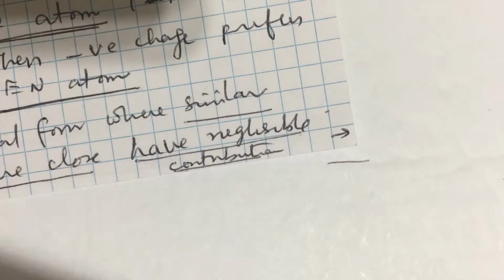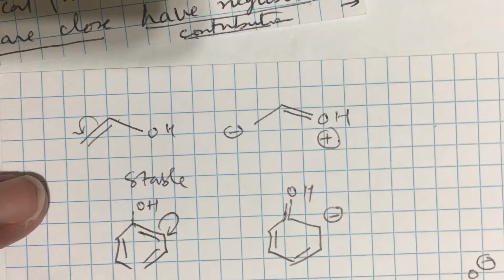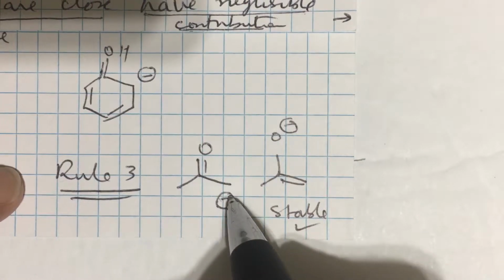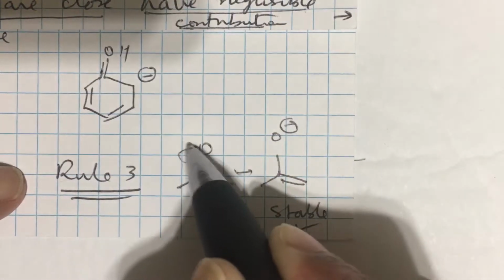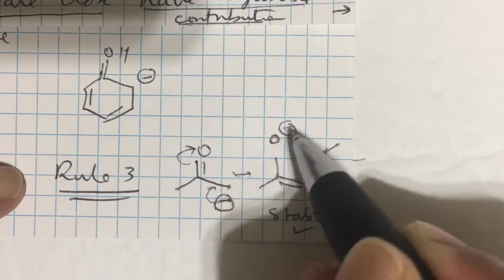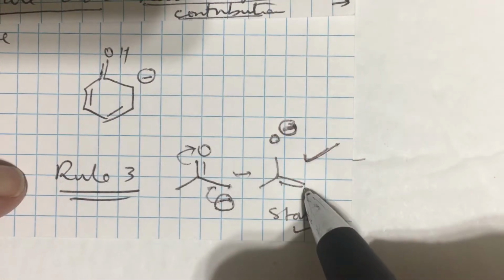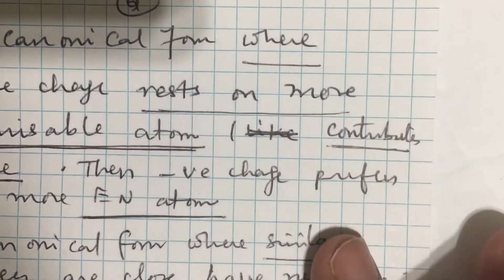Now if you don't have more polarizable atoms, if you have more electronegative atoms, then the negative charge should reside on the more electronegative atom to the extent possible. You can see here, this is a carbanion, negative charge is there on the carbon. In its canonical form, the negative charge can become a double bond and oxygen can take the negative charge. This canonical form contributes more because here the more electronegative oxygen is having the negative charge. So if you have one more electronegative and one less electronegative atom, negative charge better remains on the more electronegative atom. If you have a more polarizable atom, of course negative charge prefers the more polarizable atom.